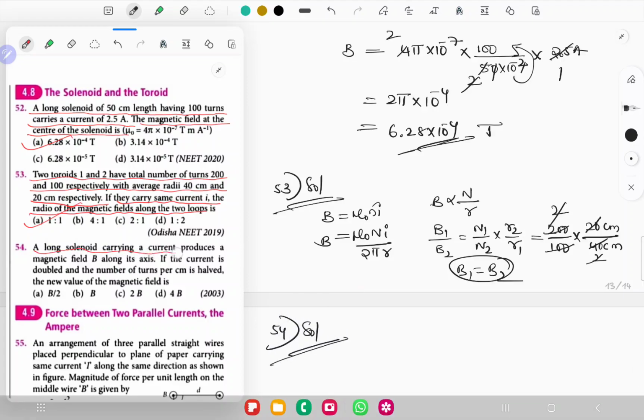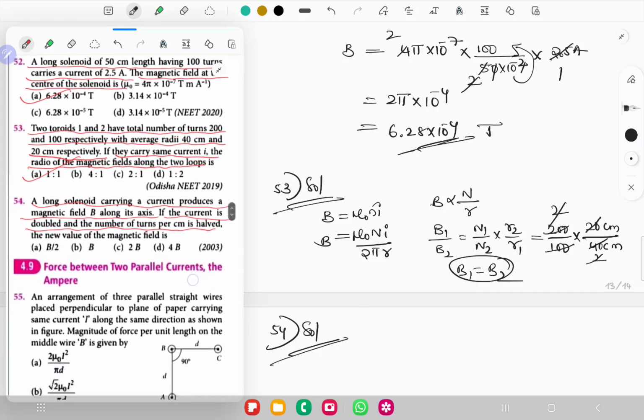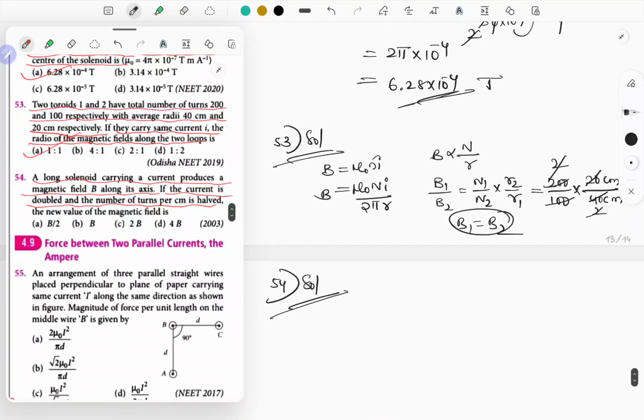A long solenoid carrying a current produces a magnetic field B along its axis. If the current is doubled and the number of turns per centimeter halved, the new magnetic field? Number of turns per centimeter is a small n. So B is equal to mu naught n I.